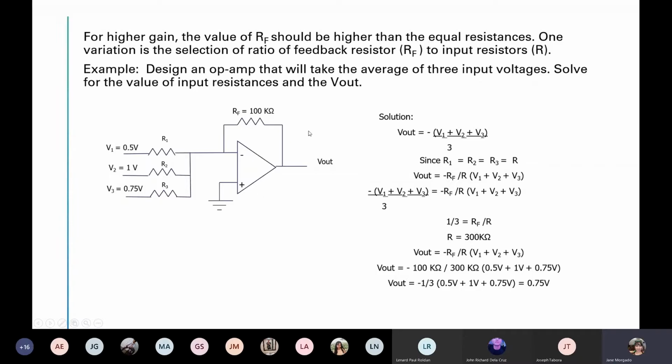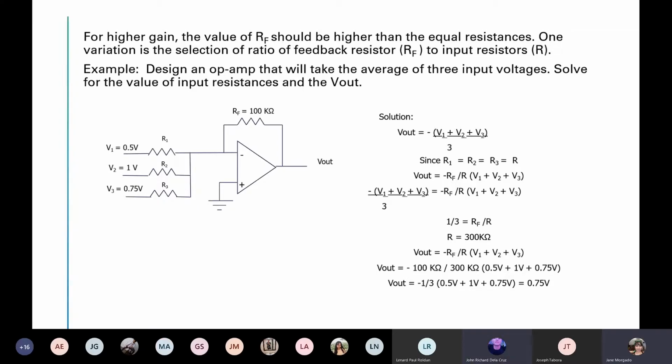So from the given circuit, RF is given as 100K. Ang pinapahanap sa atin is the value of the input resistances. So 1/3 is equal to RF over R, with RF of 100K. So our input resistance is equal to 300K. Tama ba? Nakita niyo ba ako? Yes po ma'am. Okay na doon 300K? Paano nakuha? Try nyo sa CalQ. Yes po ma'am, tama po.